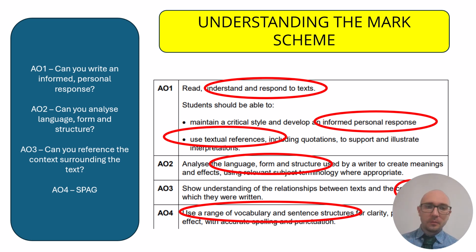Women's rights, men's expectations, war, poverty, all of those contextual ideas, religion as well is a contextual idea, the divine right of kings, all very, very important. And as I mentioned before, AO4 is SPAG, spelling, punctuation, and grammar. How can you yourself build a coherent answer? Okay, so let's move on and have a look at some more breakdown.